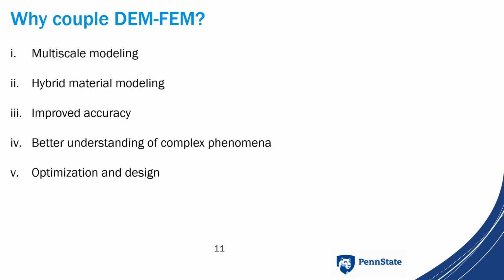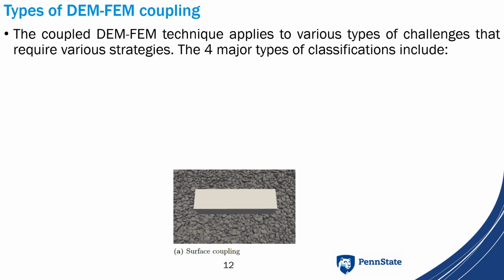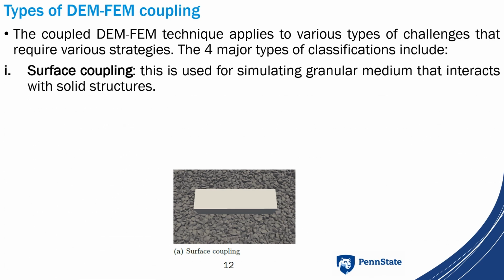Lastly, it is actually very important in the optimization and design process because it helps us understand how stresses can be distributed in such complex media. So the coupled DEM and FEM technique applies to various types of challenges that require various strategies. And therefore, we're going to look at the four major types of classifications, which include one, the surface coupling.